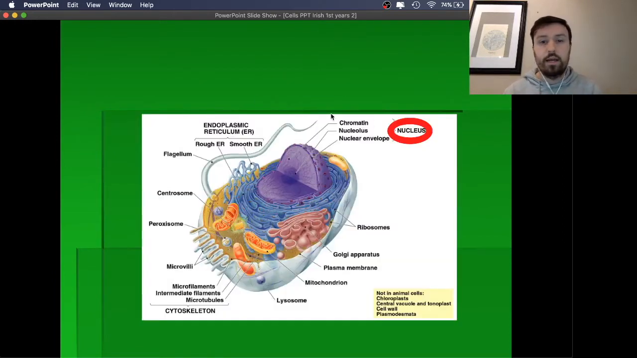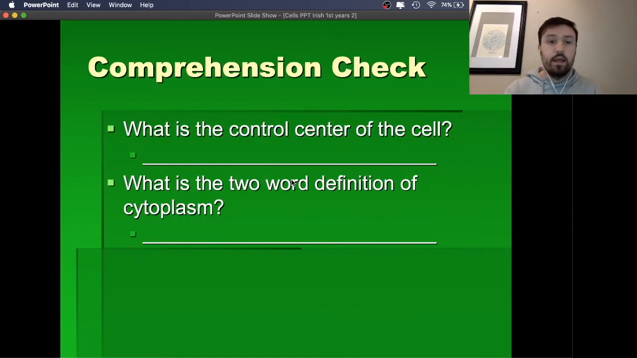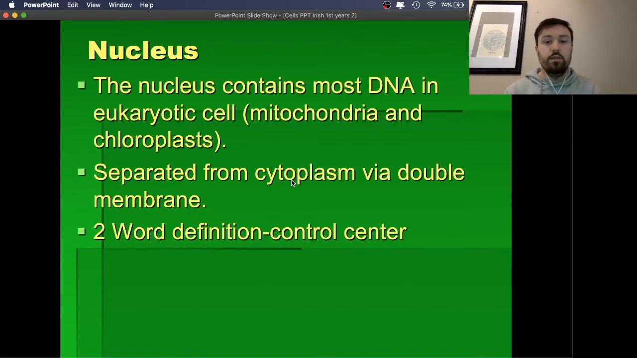So if we were to take a look back at this diagram I had at the start of the slideshow, the nucleus here, you can see it with this big red circle, and it has a bunch of other things inside of it, but it's this big purple thing right in the middle of the cell. And so it contains DNA, and its main goal is to create proteins and basically to tell the cell what to do, right? So that's why we call it the control center, okay?